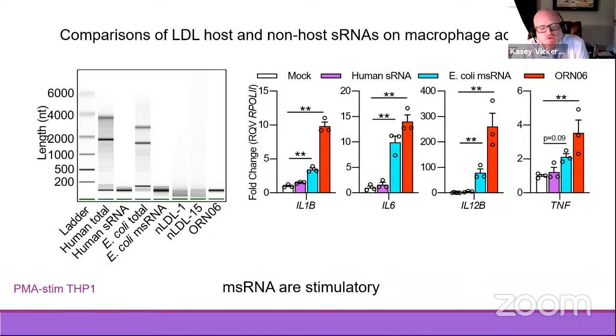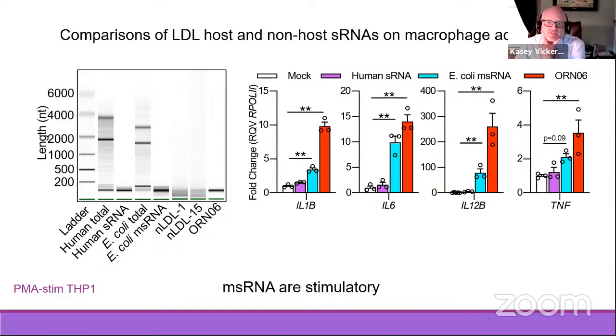Because LDL has both human and non-human RNA, we're beginning to ask the question, are all RNA inflammatory? Is it something special about the non-host RNA? So we isolated RNA from E. coli, and used a special protocol to enrich just for the small RNA. When we hit THP1 cells with either THP1 RNA, so self RNA, human RNA, or E. coli RNA, only the E. coli small RNAs turned on the inflammatory gene expression.